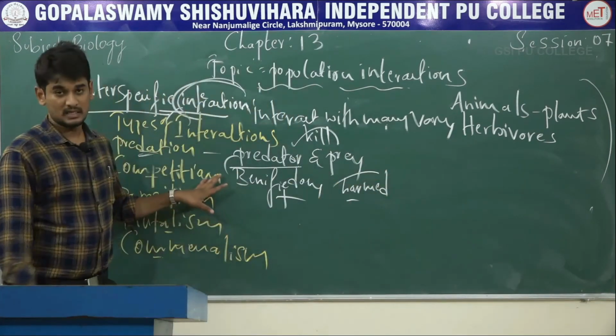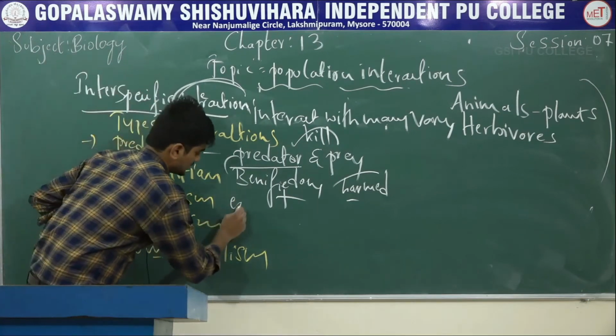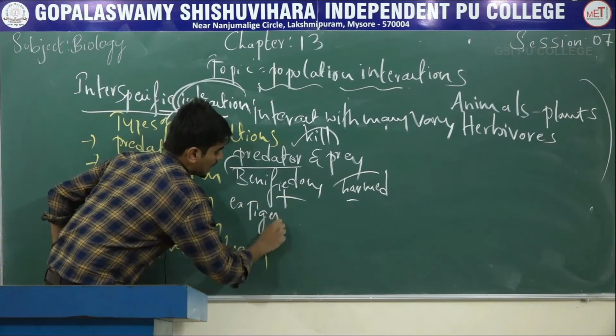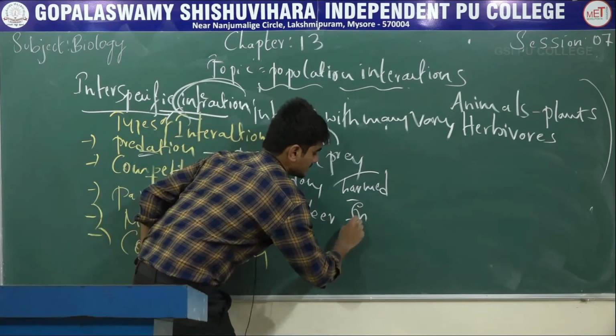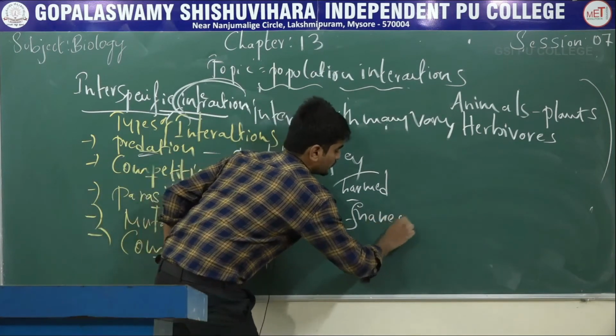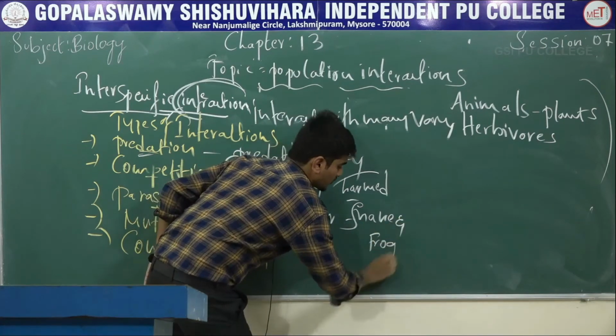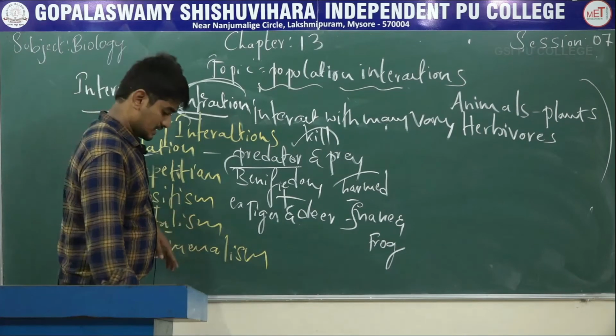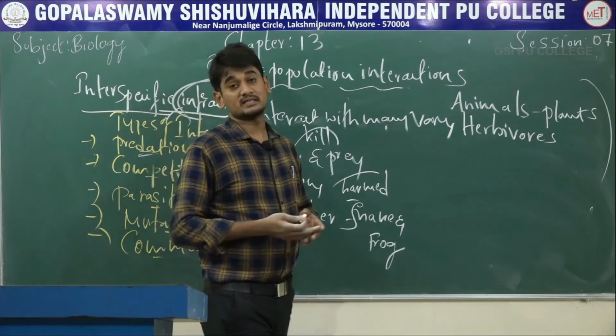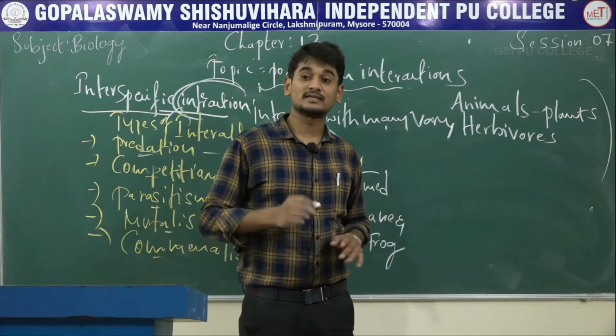Okay, example: tiger and deer, snake and frog. These are all examples of predation. There are some significance of predators in an ecosystem.